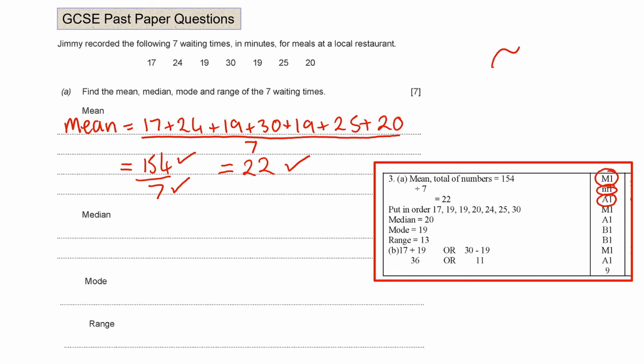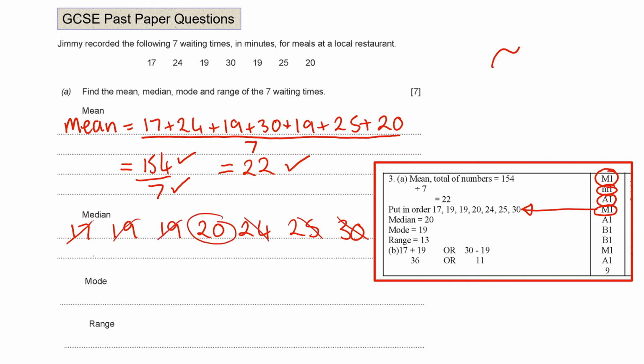Okay, the median then. So remember, the median is the middle when we put the numbers in order first. So we need to put these in order, which is 17, 19, 19, 20, 24, 25, and then 30. Okay, so that's going to be 1 mark for showing our method of putting them in order. And then we mark off to find that middle number, which is 20. So the median is 20, and that will give us a mark for the answer.